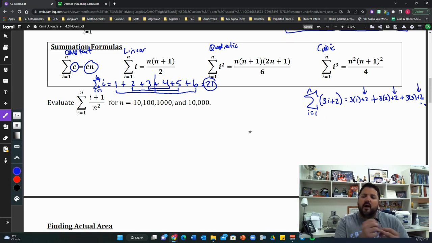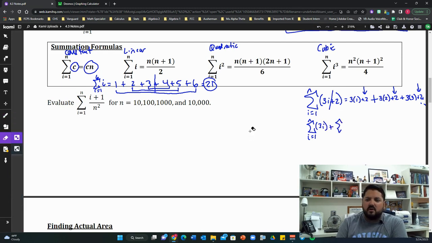So not only can we pull out common factors from all of those, but when you have more than one term inside of this argument, we can actually separate this and create two separate series. A series is the technical name for the sigma notation, because we're taking a sequence of terms and adding them together. So all I have to do is separate it at the plus or minus sign. 3i would generate the pattern of 3 times 1 plus 3 times 2 plus 3 times 3, and the series of 2 would just create 2 plus 2 plus 2, and so on.